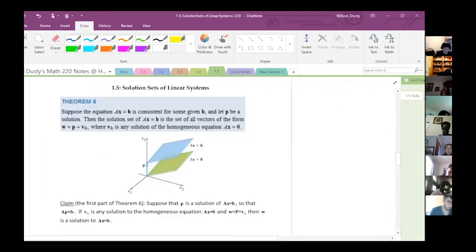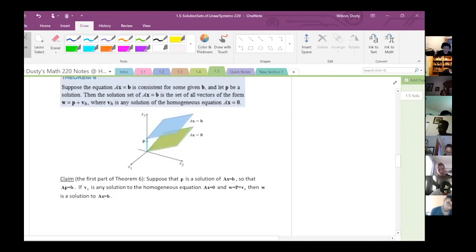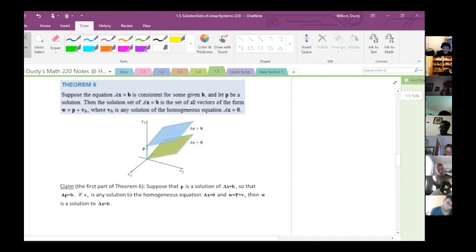Yep, that's correct. So suppose the equation Ax equals b is consistent for some given b, and let p be a solution. Then the solution set of Ax equals b is the set of all vectors of the form w equals p plus vh. This is what we were just talking about, but it's now more general. So claim, the first part of Theorem 6.